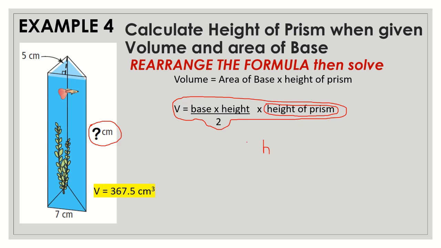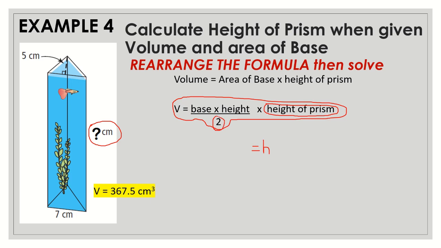But we've got all this other junk in the way right now. So let's try and get rid of some of this stuff. In order to cancel something out, you have to do the opposite. So right now, height of the prism is being complicated by the base and the height of the triangle and divided by 2. If I want to move these things to the other side of the equal sign, here's what this is going to look like.